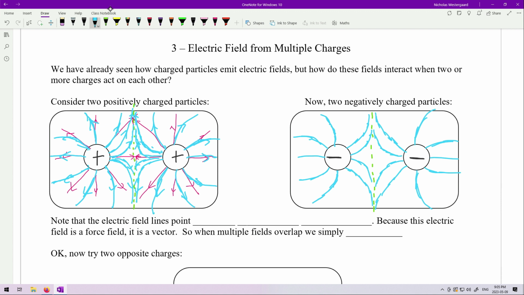So we see something that looks almost identical to what we have with the positives, but instead of pointing outward, all of these arrows are pointing inward. Oops, that was the wrong way. Inward arrows. There we go.